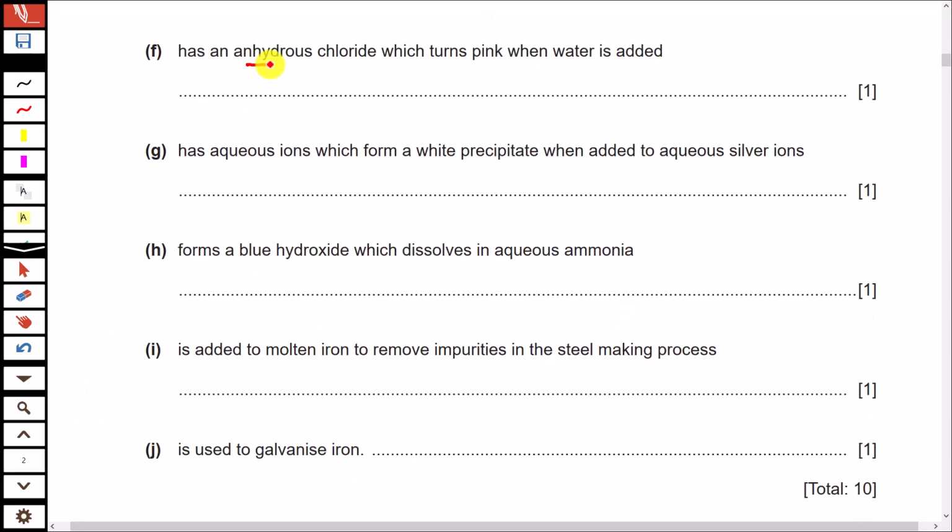It has anhydrous chloride which turns pink when water is added. So we studied about this chloride in equilibrium and also in chemical tests for water. So definitely this is cobalt chloride because the anhydrous form of cobalt chloride is blue, but when water is added it turns pink. So cobalt is the answer.